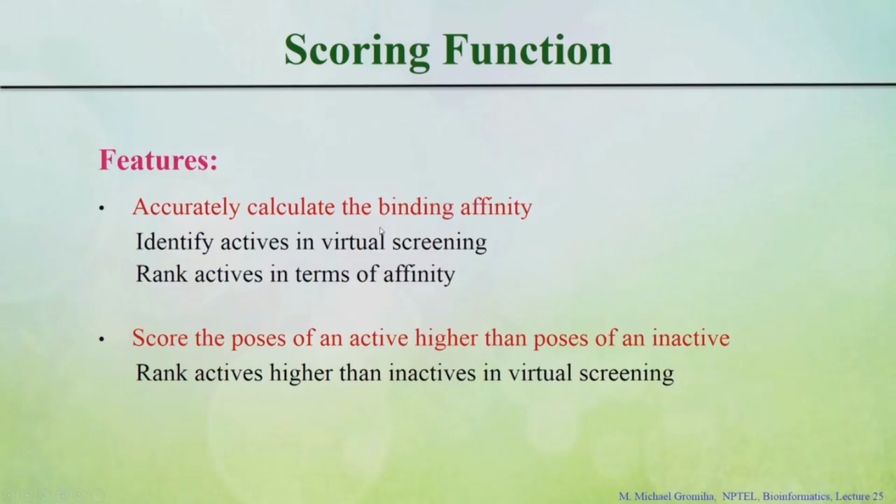For example, if you have a set of compounds or you do virtual screening, selecting some compounds from a pool of compounds, it can identify the actives. Then it can also rank the actives. If there are 10 compounds, you can use the scoring function, it will give values for all 10 and you see the best ones. You can rank the actives in terms of affinity. Then you can also score the poses of actives higher than the poses of inactives. For example, you have 100 actives and 1000 inactives, and if you have a scoring function, you can make it such that the poses of the actives get a high score compared with the inactives in the case of virtual screening.